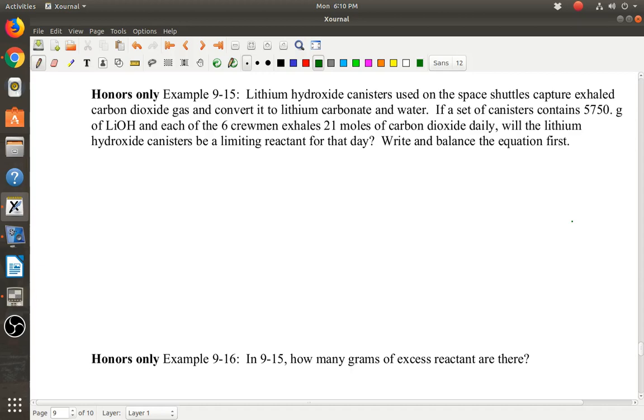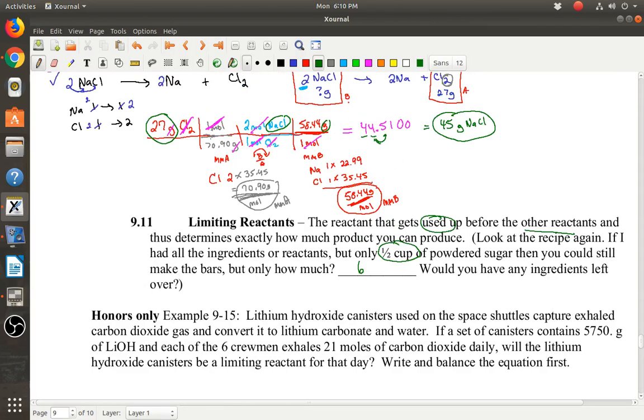Hi, this is Mrs. Cribb, and this is the section that the honors have to cover that deals with limiting reactants and how to do calculations. So pull up your notes. We are at section 9.11.